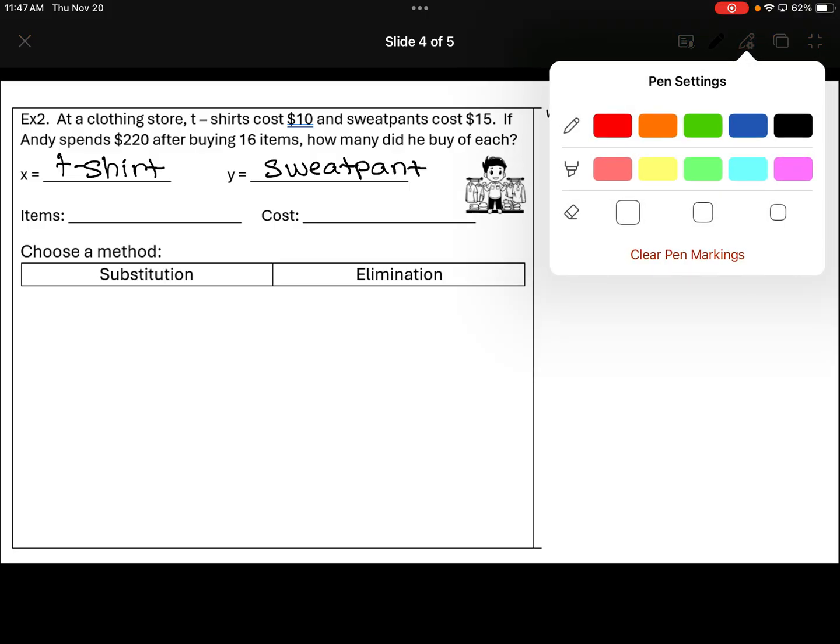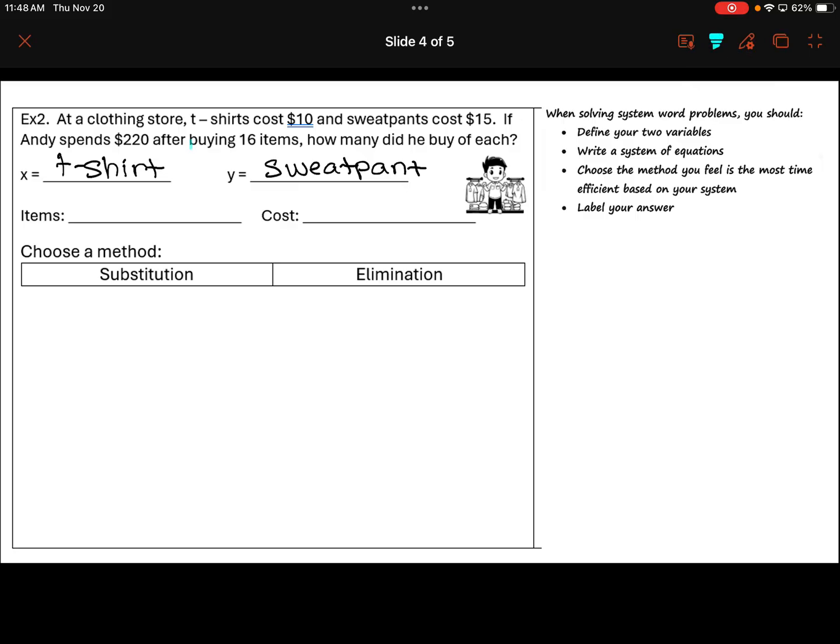All right, so first I can talk about, well, we're going to buy 16 items. So I can get an equation for the number of items. All my t-shirts plus all my sweatshirts is going to total up to 16 items. And then I can write one about money. T-shirts are 10, sweatpants are 15, the total was $220.